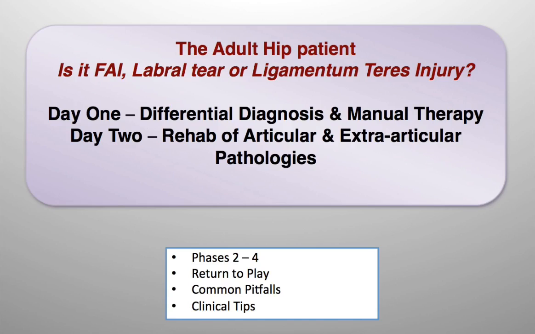On our 2-day course, we go through the different stages in detail, especially 2, 3 and return to play, and look at various criteria we use on return to play. On day 1, we look at the differential diagnosis and manual therapy. And on day 2, we look at the rehab, both post-op as well as conservative management, both for hip related groin pain as well as extra-articular pathologies. We also explore common pitfalls and the reasons for failure of rehab in detail on our courses.